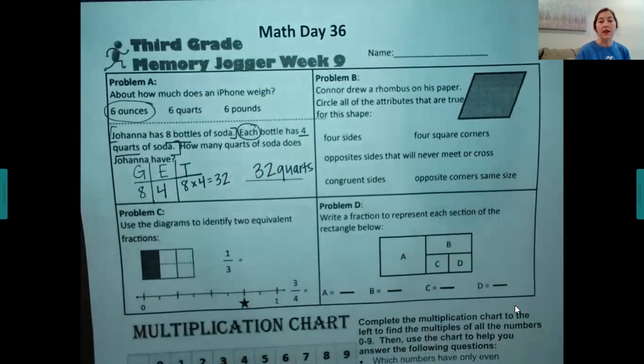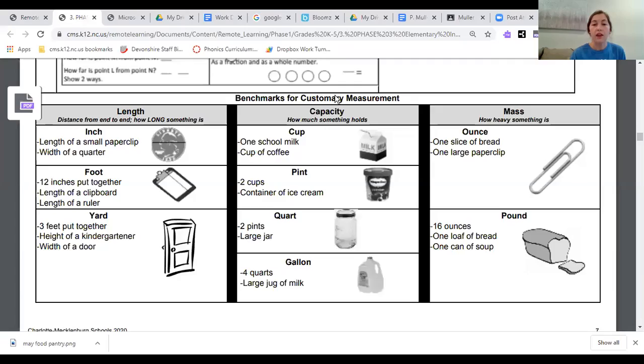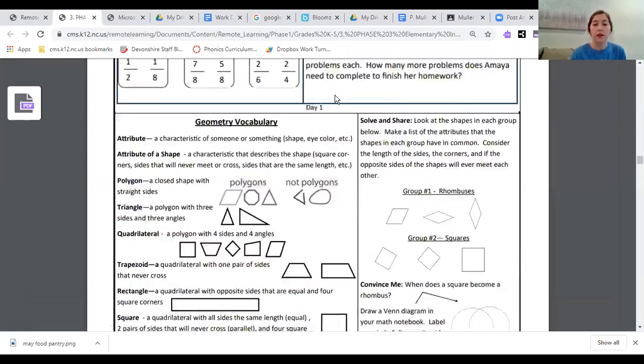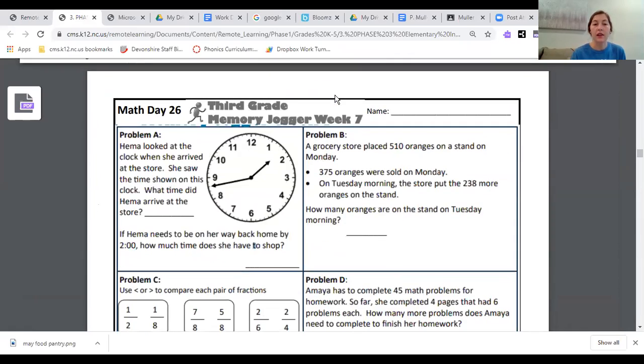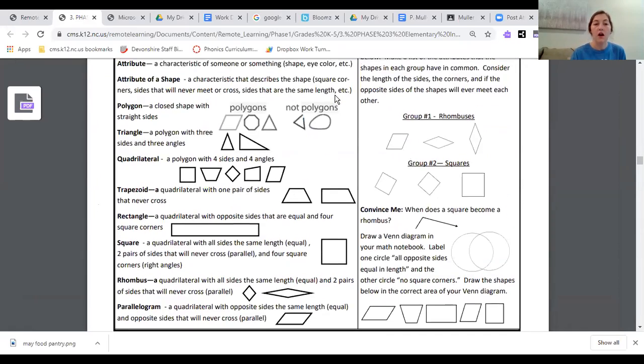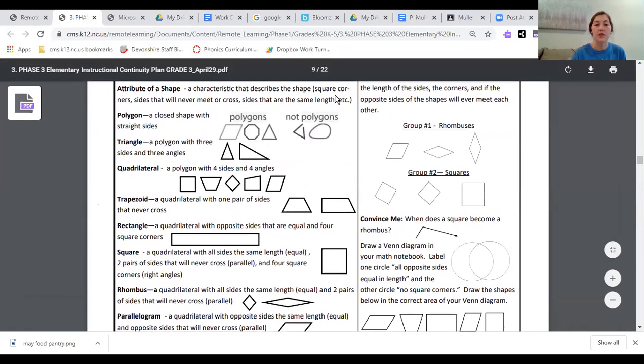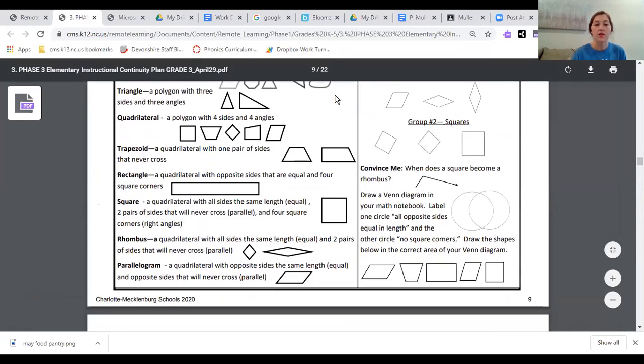All right, let's look at problem B. It says Connor drew a rhombus on his paper. Circle all the attributes that are true for this shape. So if you need help looking at the attributes of shapes, you can also go back to your old packet. And if you keep scrolling down, you will find on page 9 of that packet, day 26, it gives you all the definitions and attributes of the shapes. So I can go to rhombus down here, and it says a quadrilateral with all sides the same length or equal, and 2 pairs of sides that will never cross, parallel.